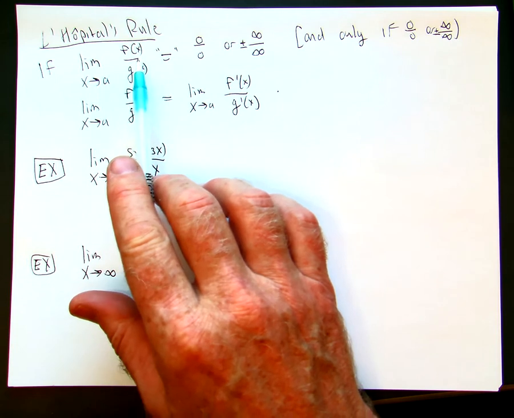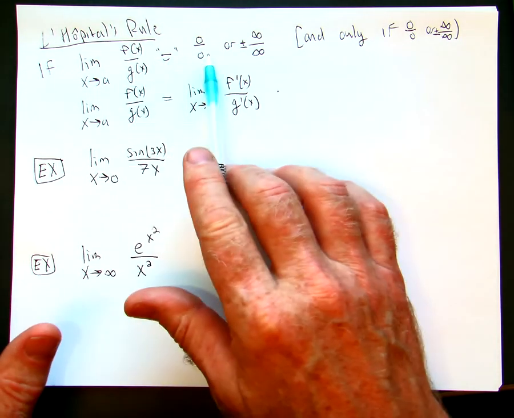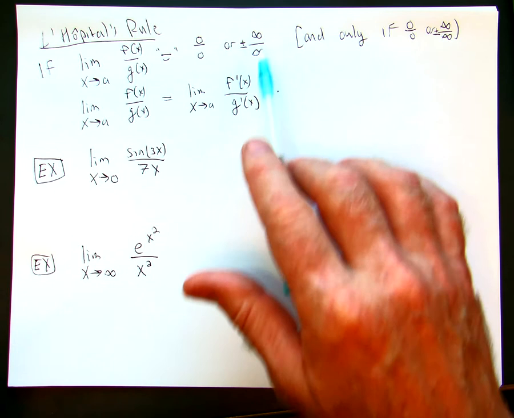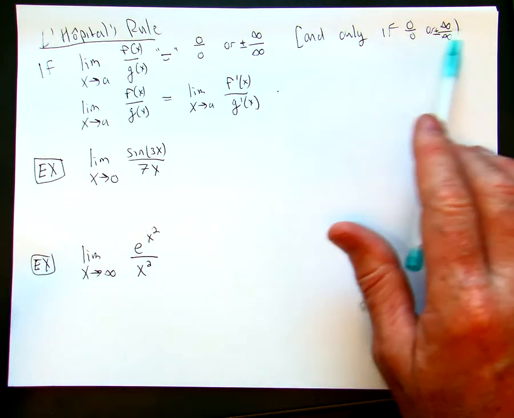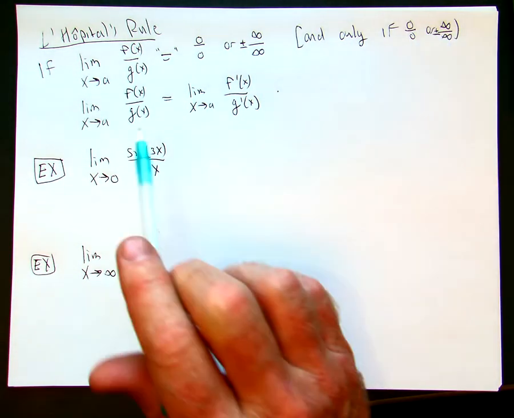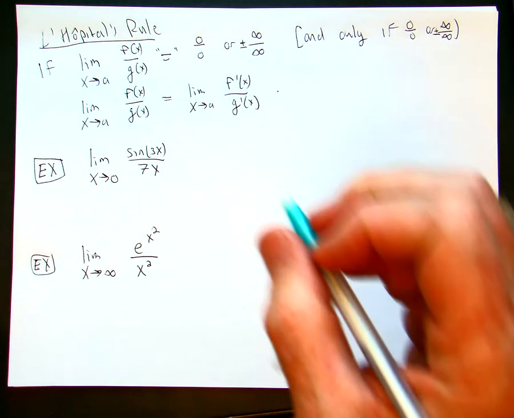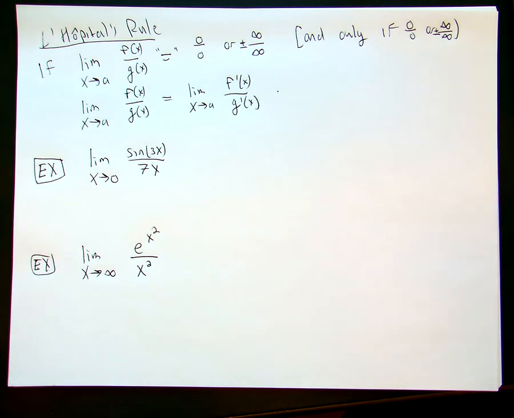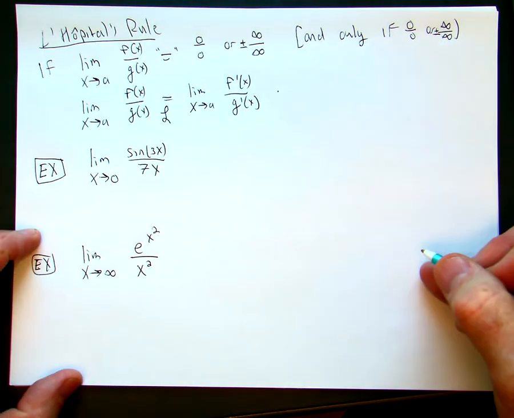Let's say you take a limit of a ratio, two functions over one another, and the form is 0 over 0 or plus or minus infinity over plus or minus infinity, and only in these cases, nowhere else. Then this limit is equal to this limit. So it's a really handy way to do it. And what I do to indicate that I'm using L'Hopital's rule is I use a script L there.